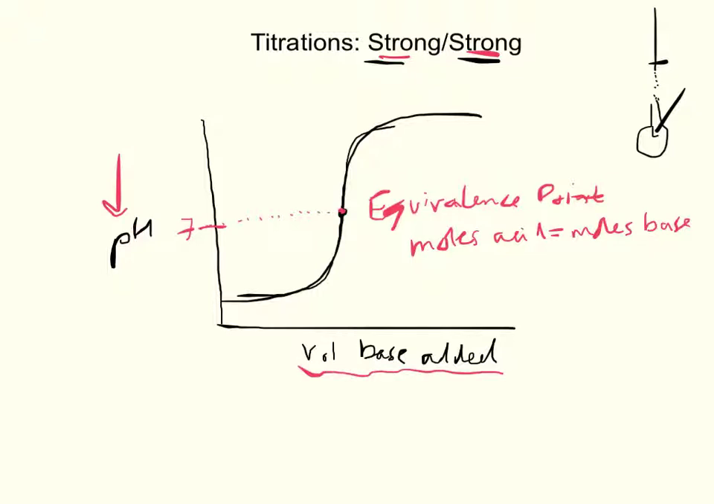The volume of base in this case is on the x-axis, which must have meant that in our beaker we had an acid to start. You could also do it the other way around, where you had a base in here and you added acid instead. Either way, same type of curve.